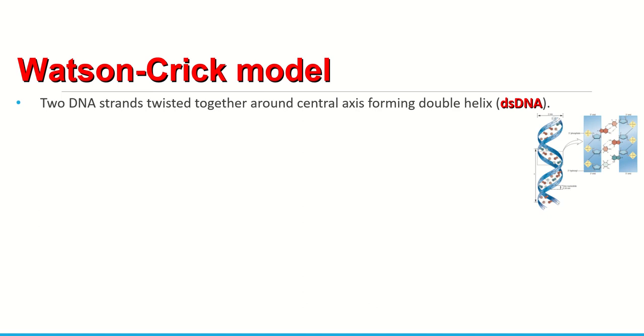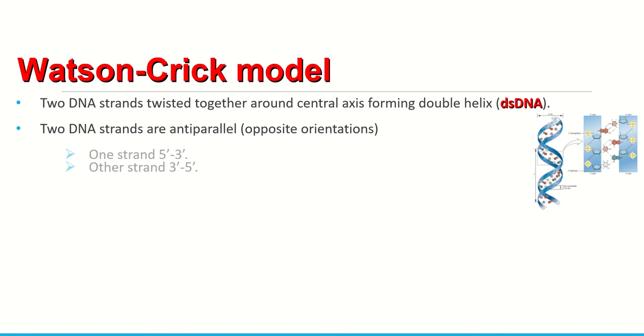Now Watson and Crick postulated a model for how DNA looks and how two strands are joined together to make double-stranded DNA. They postulated that the two DNA strands twist together around a central axis to form a double helix, as we can see in the small diagram here. The two DNA strands are anti-parallel. One is from 5' to 3', the other is from 3' to 5', so they have opposite orientation.